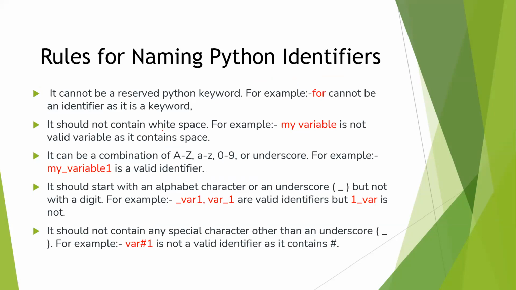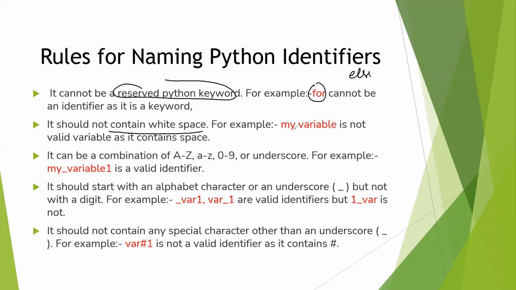Then, rules for naming Python identifiers. The identifier cannot be a reserved word in Python. So for cannot be an identifier, print cannot be an identifier, else cannot be an identifier, because these are predefined words that have some special meaning, which I'll be covering in the next topic.